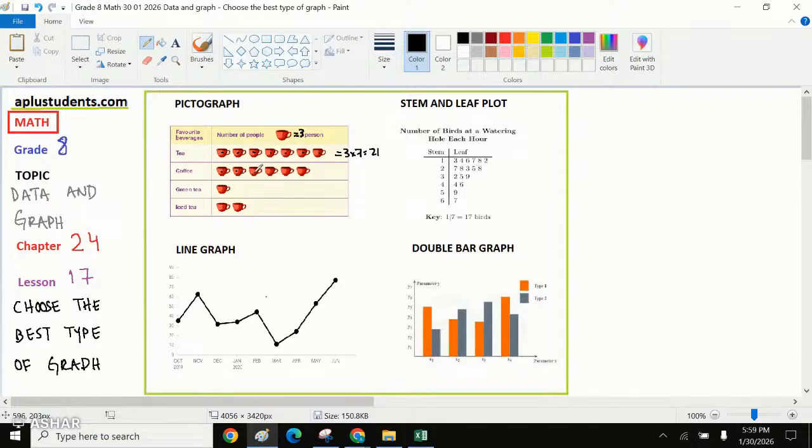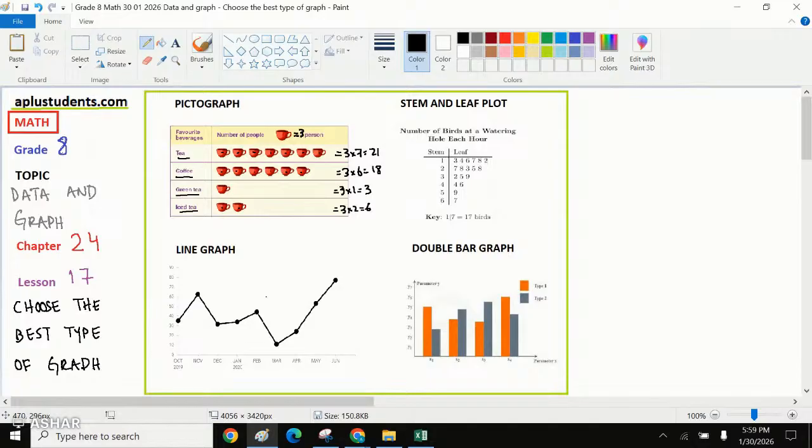1, 2, 3, 4, 5, and 6. That means 3 times 6, so 18 people were having coffee. Green tea was 1 cup, so 3 people were having green tea. And multiplying by 2 cups, that was 6 people having iced tea.